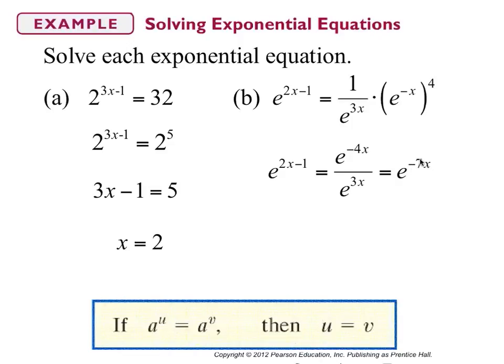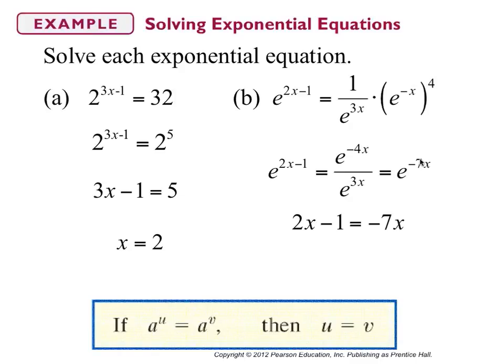Now, I always like to tell my students, don't be afraid when you see e. E is just a number. It's not a very nice number, but it's just a number. So since they're the same bases, so we have e's and e's on both sides, we just ignore the e and keep our exponents, just like the last one.